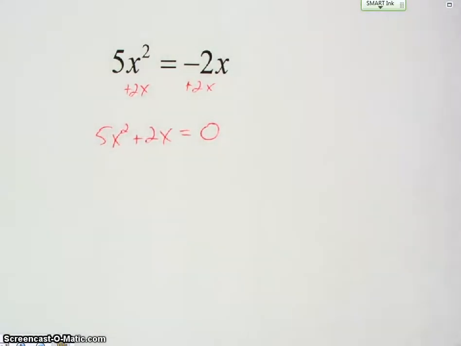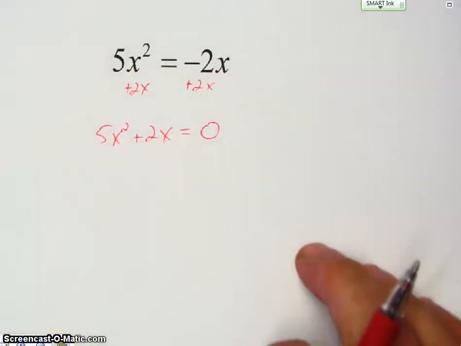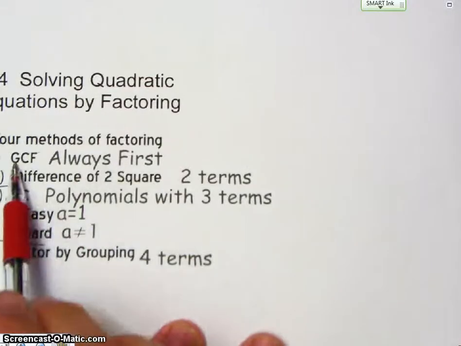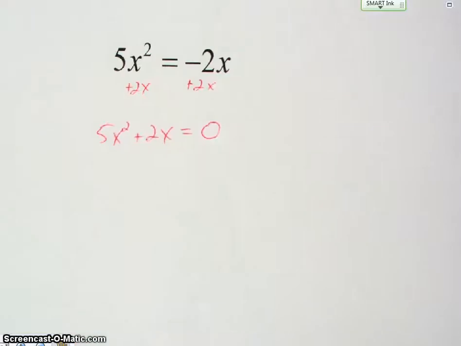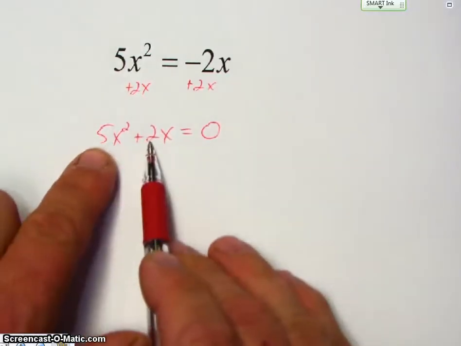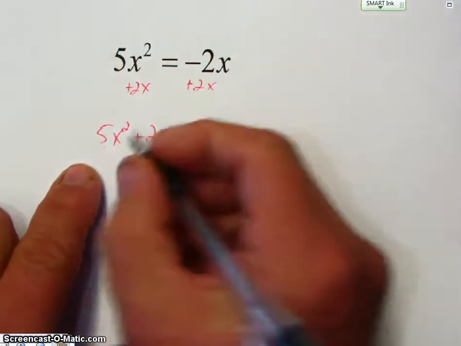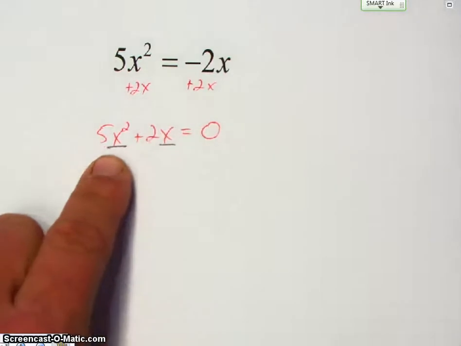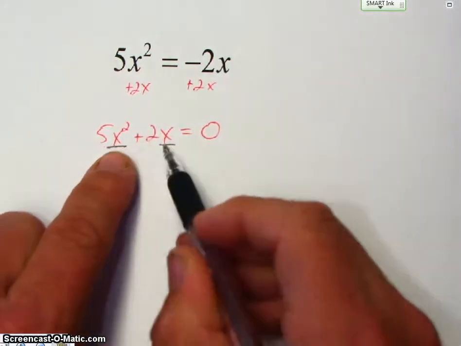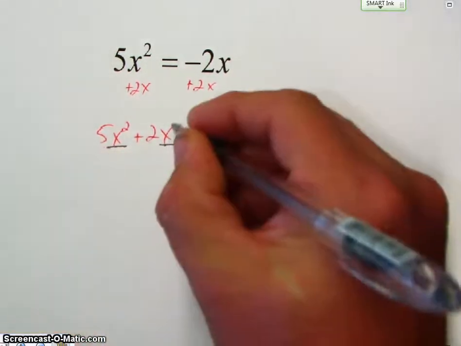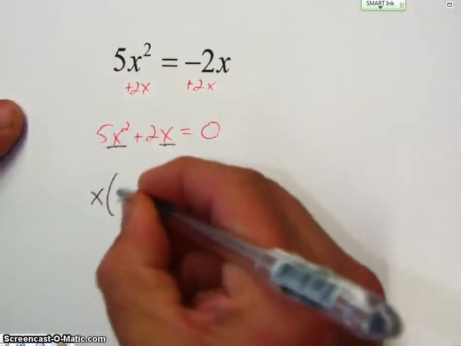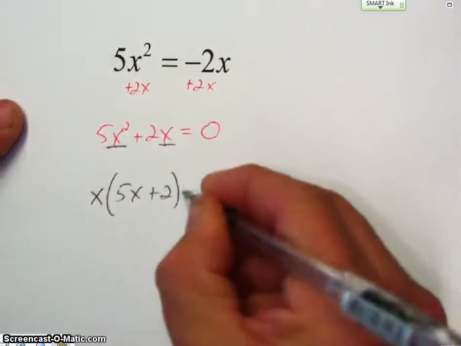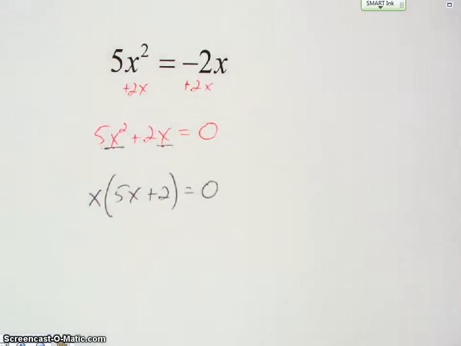All right, now, before I go any further, remember, the first step in factoring is GCF. Is there a GCF? Okay, 5 and 2, there's no GCF with that, but if you notice here, there's x's common in both. And remember, you take the variable with the smallest exponent, so I take x to the first power. So that's x times 5x plus 2 set equal to 0.